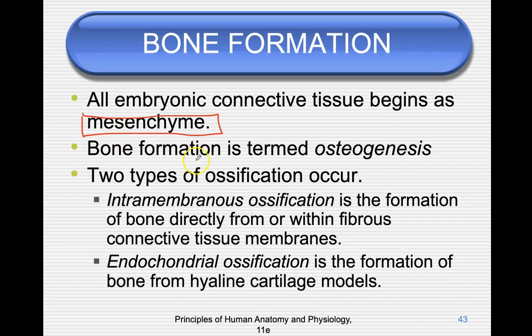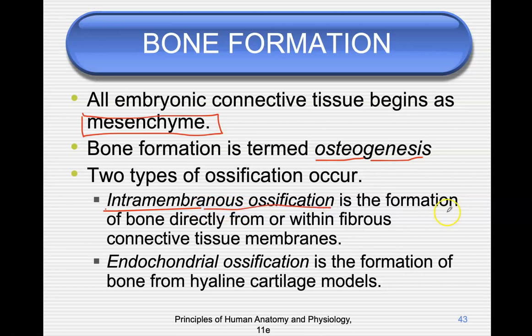And bone formation has the fancy name, of course, osteogenesis. Genesis is kind of like the beginning or birth of, and osteo means bone. So that's the term we use for bone formation more formally in anatomy. And there are actually two types of processes for bone formation. So we have basically two types of ossification that can occur. We have what's called intramembranous ossification.